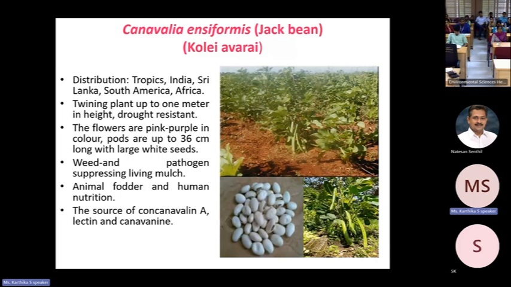The seeds are wonderful seeds that we are neglecting and not using. They are the source of concanavalin A, a lectin, and canavanine. Con A is the lectin. And the other, canavanine, is an arginine analog, a non-protein amino acid.